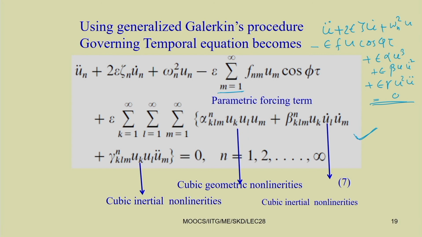So, by taking 2 modes, for example, in this nonlinear case you can have 2 into 2 into 2, that is 8 terms, 8 into 3, that is 24 terms will be there. Similarly in this forcing, you can have m equal to 1, 2, so 2 will be there. So, the forcing term will be f n m.